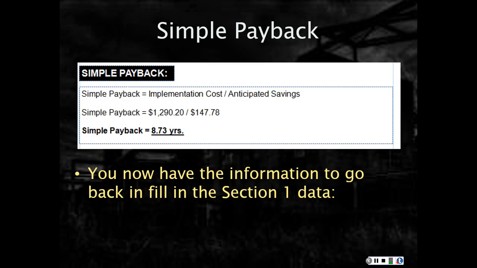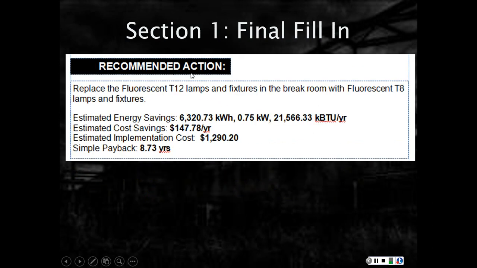So the simple payback in our case was the $1,290.20 implementation cost divided by us saving $147 a year. This has a payback of 8.73 years. So you now have the information to go back and fill in section 1 of the data. So you actually go back to section 1 and you fill in the different areas. You fill in the energy savings. We gave it both in kilowatt hours, a savings in consumption, demand, and energy. We gave the cost savings per year, the implementation costs, and the simple payback.